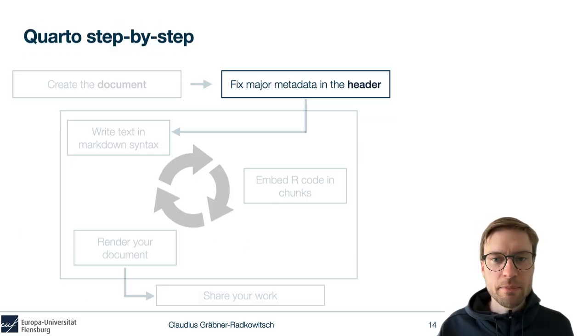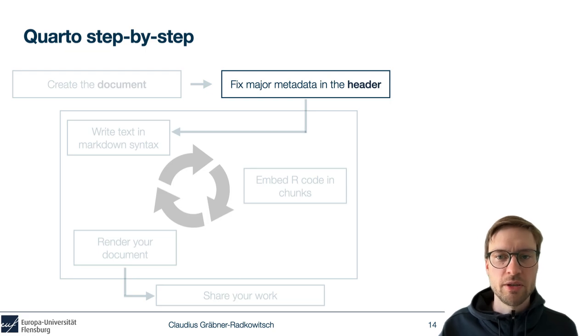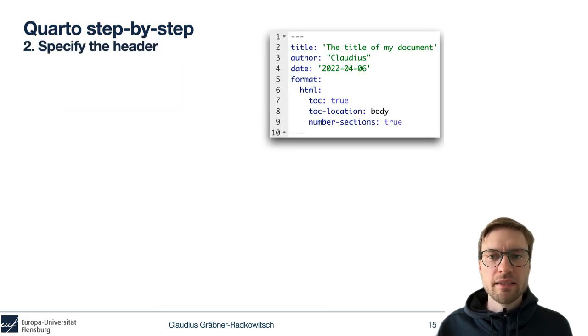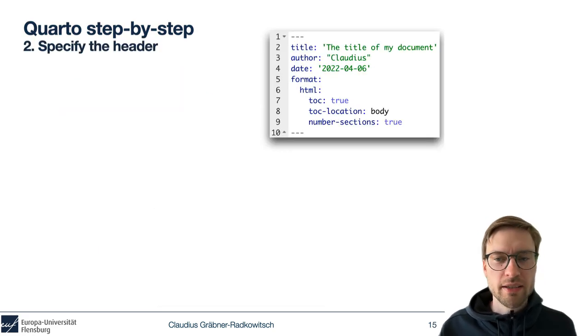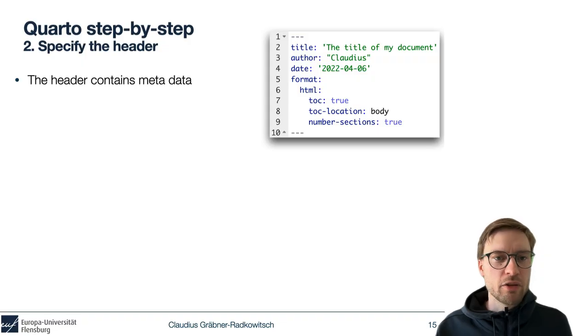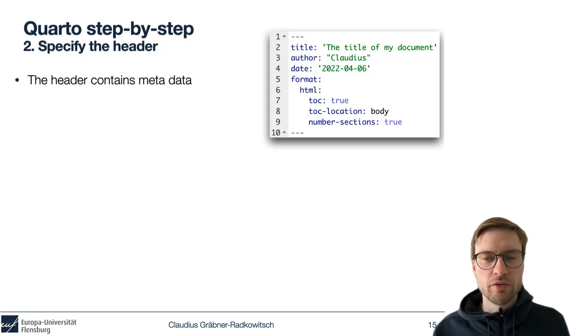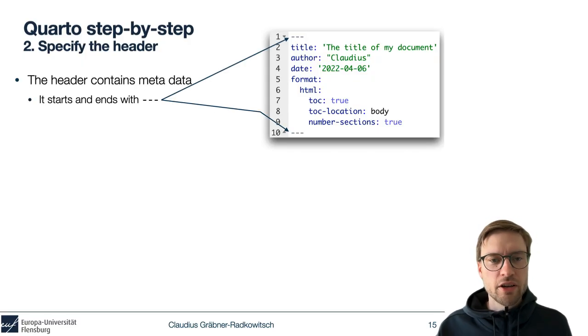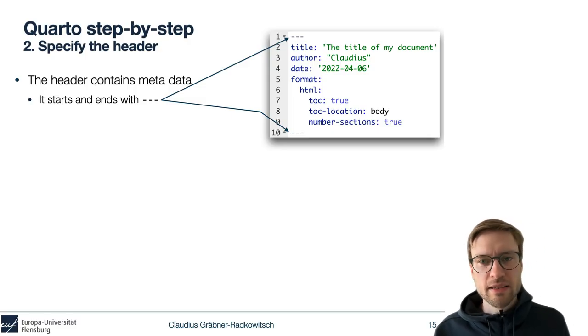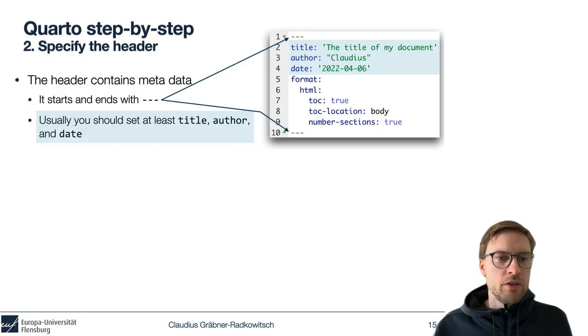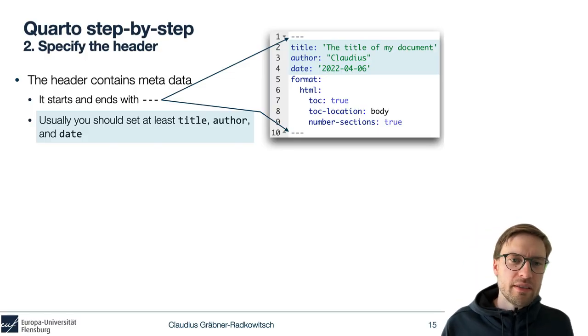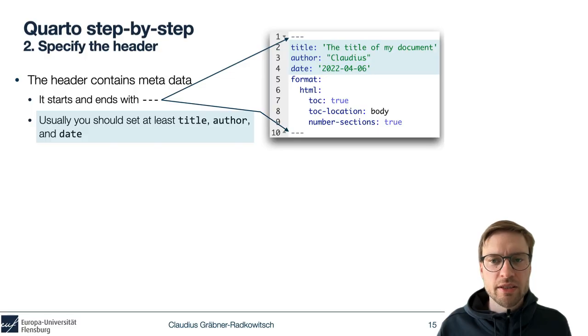The next step is to fix the major metadata in the header. This is how our header looks like, and it contains all the meta information of your document. So it starts and ends with these three dashes in the beginning and the end, and usually you should set at least title, author, and date. Although there is no meta information that is strictly required.